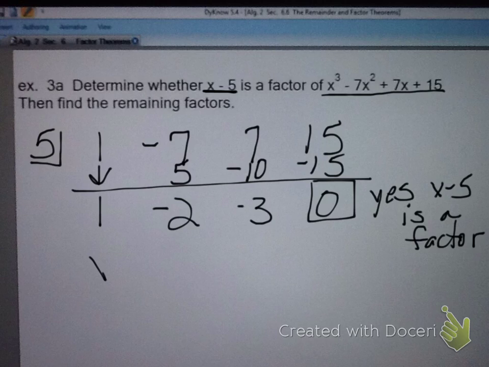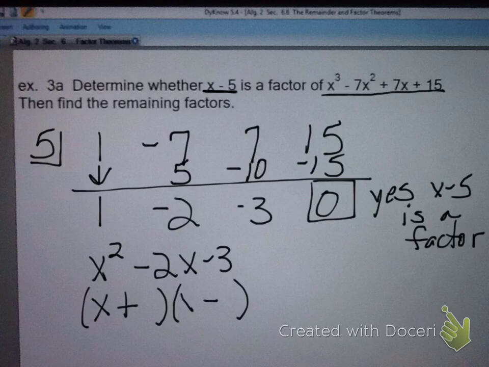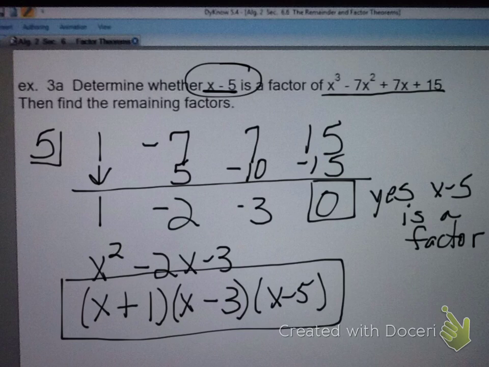To find the remaining polynomial, I am going to plug my variable back into the remaining numbers. So that's x squared minus 2x minus 3. And then I'm going to try to factor that trinomial out. And it factors. So I'm going to bring that x minus 5 down. And these three factors are factors of that polynomial. Now, if I asked you for the answers or the x-intercepts or the roots, then I would put each of these factors equal to 0 and solve. But the question is just find the remaining factors, and those are the factors.